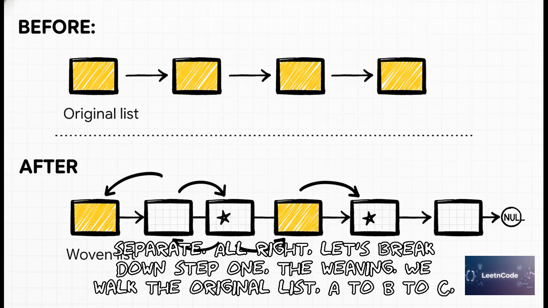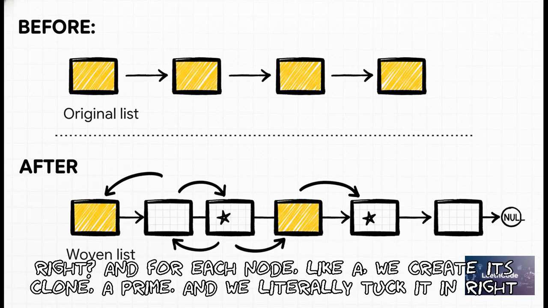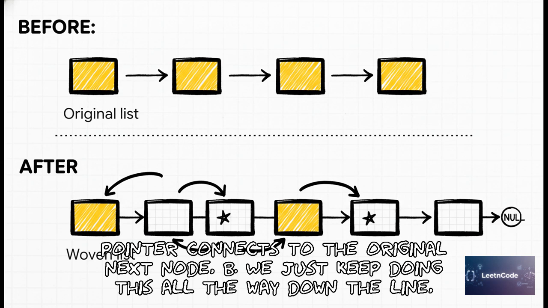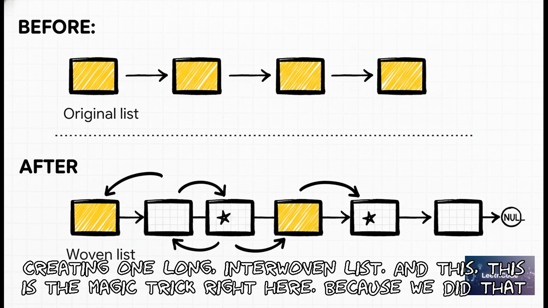We walk the original list A to B to C, right? And for each node, like A, we create its clone, A prime. And we literally tuck it in right behind the original. So now A's next pointer points to its clone, A prime, and A prime's next pointer connects to the original next node, B. We just keep doing this all the way down the line, creating one long, interwoven list.